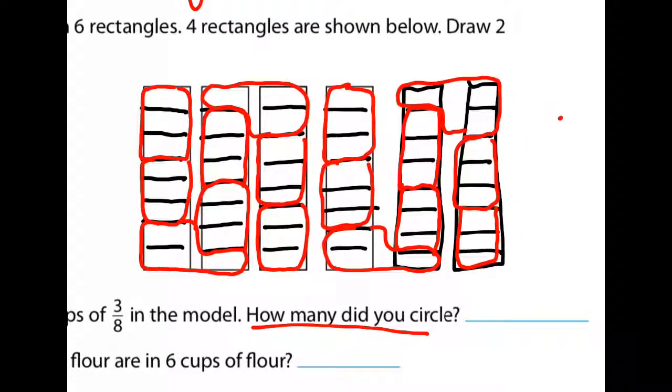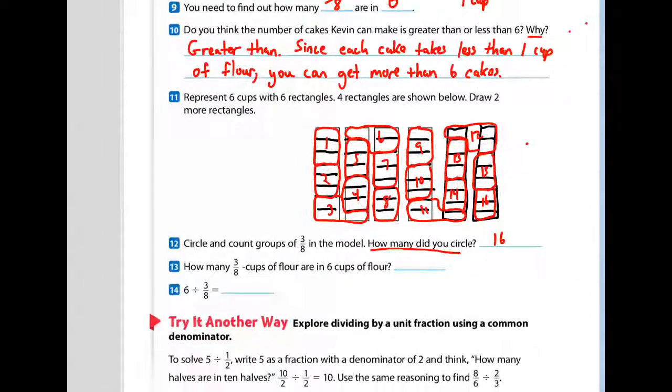So I'm going to do that now. I've got 1, 2, 3, 4, 5, 6, 7, 8, 9, 10, 11, 12, 13, 14, 15, 16. So I have 16 circled.